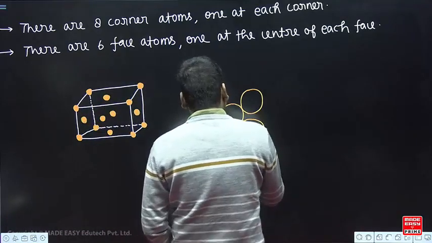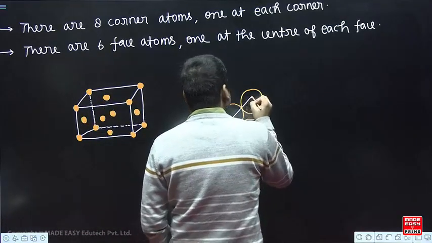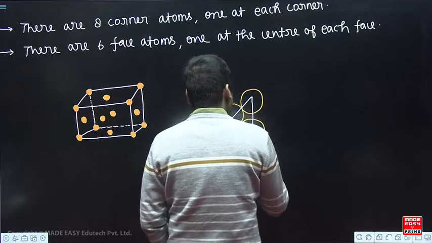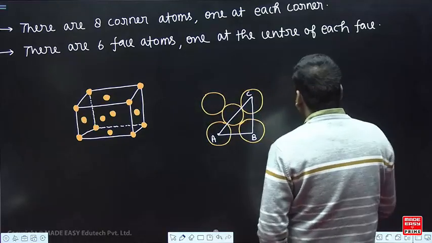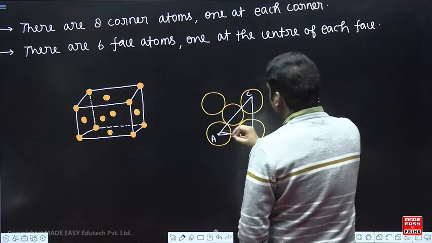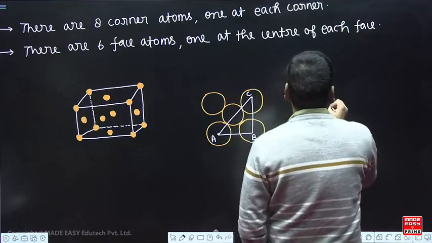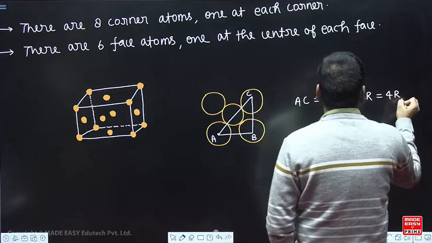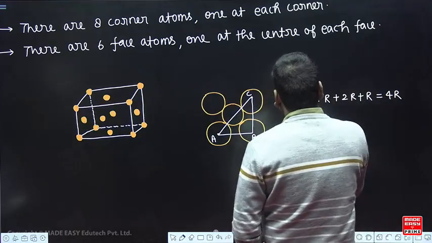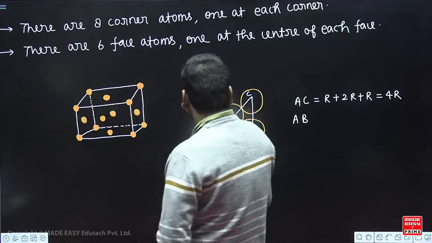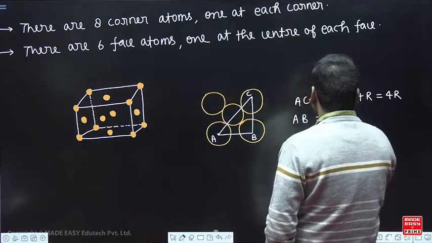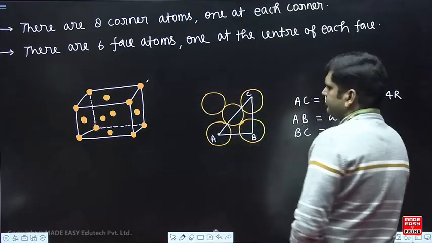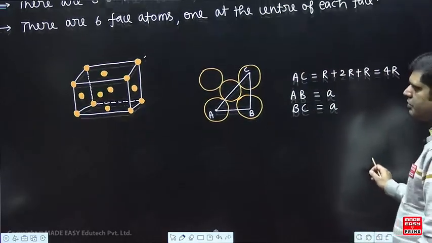Now you see, to connect these centers, this is A, B, C. Let us see. So AC is equal to R, the atomic radius, then 2R and then R, 2R and R, that is equal to 4R. What is AB? AB is this line. This line is the dimension of the cube, a. What is BC? BC is this line. This line is also the dimension of the cube, a. Now let us try to calculate the several parameters.